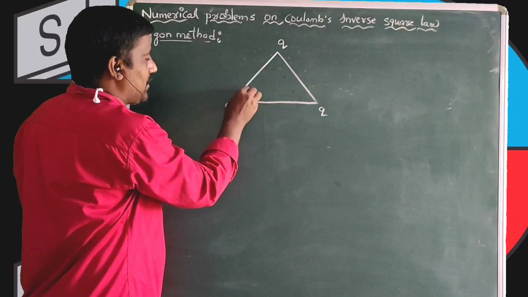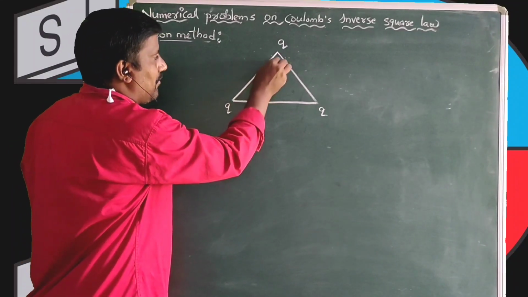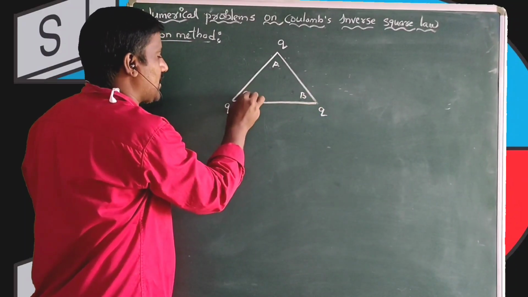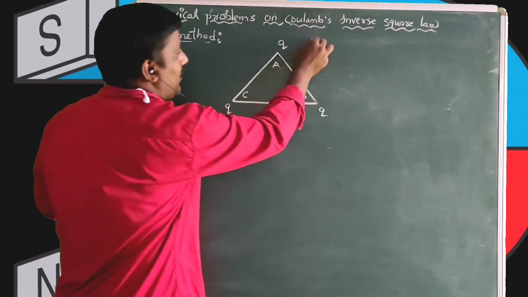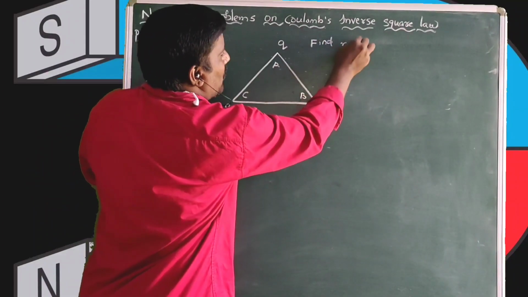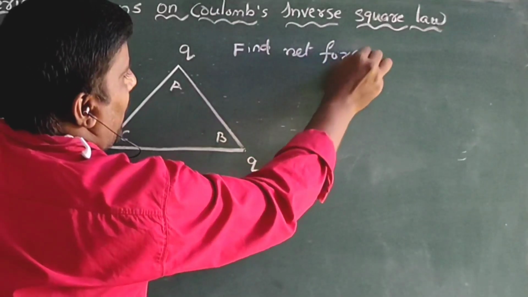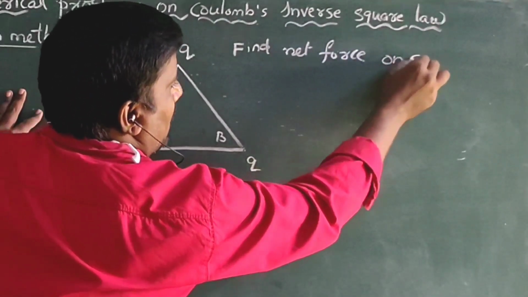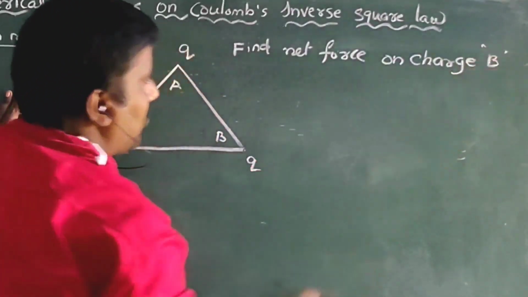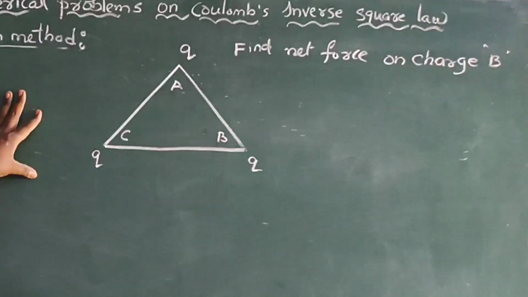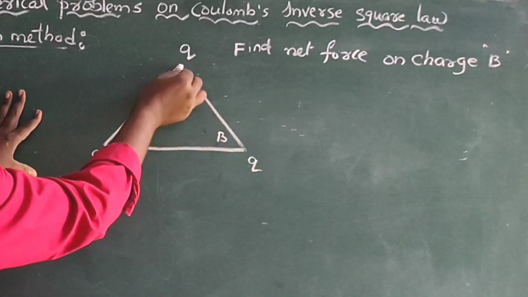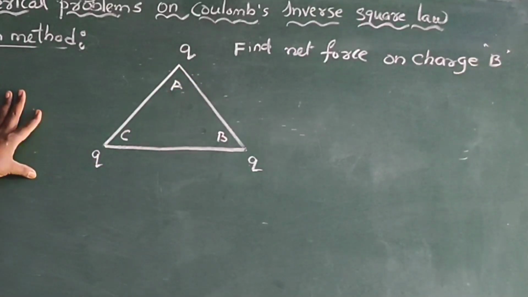So I consider that this vertex is A, this vertex is B, and this one is C. So find the net force on charge B. So the net force on charge B due to the remaining two charges.